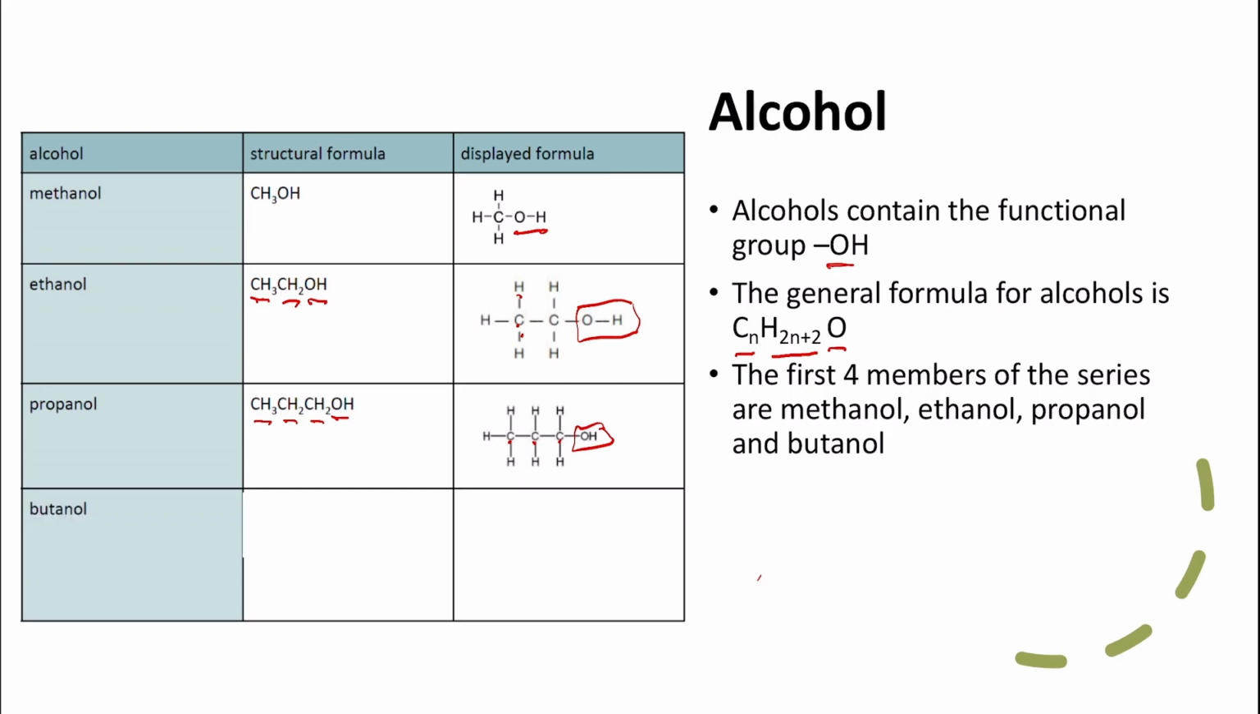And finally, butanol. This is the four-carbon alcohol, CH3CH2CH2CH2OH, with the OH at the end. Again, you draw the four carbon atoms with the OH at the end, and then you carry on drawing all the hydrogens.